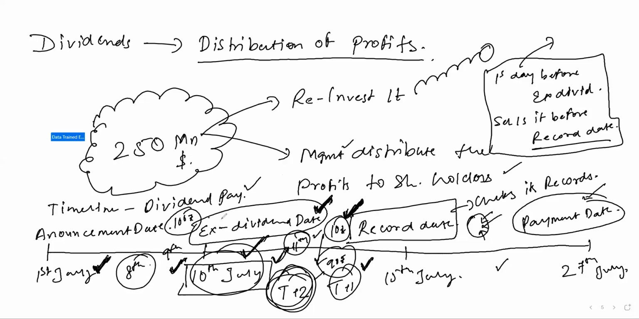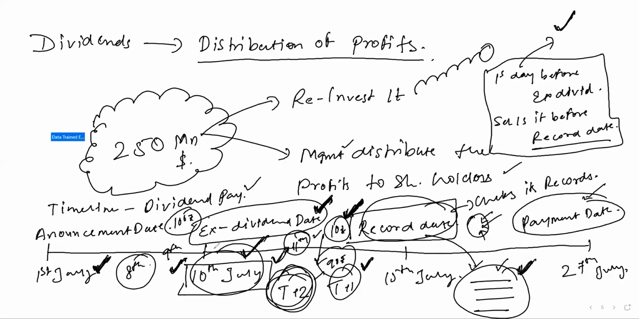If someone buys shares one day before the ex-dividend date and sells shares one day after the ex-dividend date, will he be entitled to receive the dividend? Probably not, because on the date of checking the records, the company won't see that person in the list of shareholders. I will have to confirm.